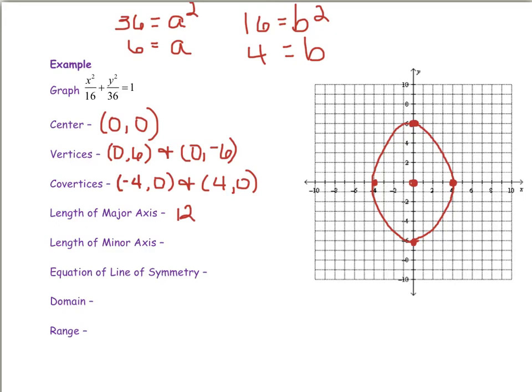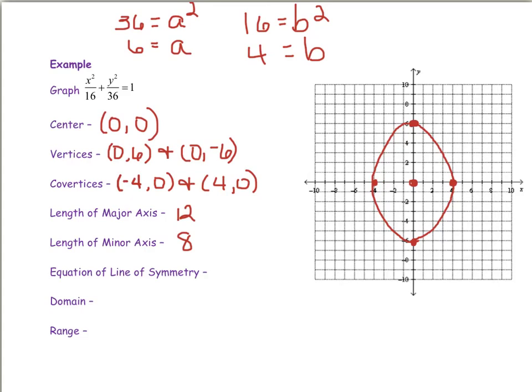Now another way you could do this is you could literally count it on your graph. We could start here and go up 2, 3, 4, 5, 6, 7, 8, 9, 10, 11, 12. So there's 2 ways. If you have a graph, you can count it, or you can take the a value and multiply it by 2. So what would the length of the minor axis be? Well, if you guessed 8, you would be correct. Because 4 is the distance from the center to the edge of the minor axis, and that means it goes this way and this way. So total, that is 8 units.